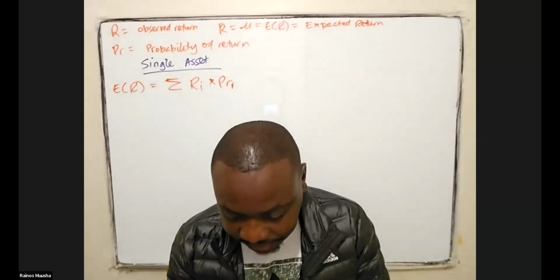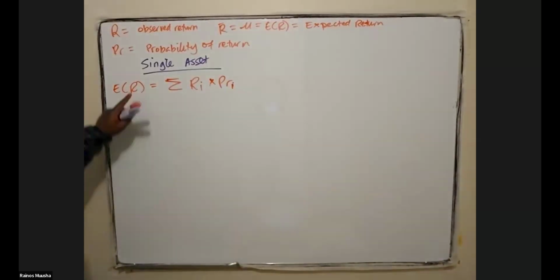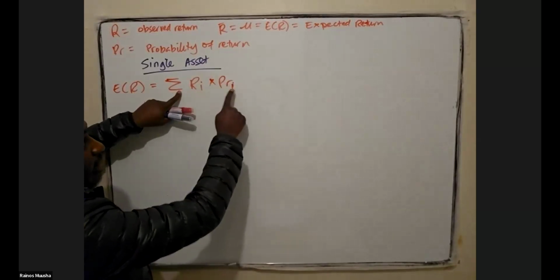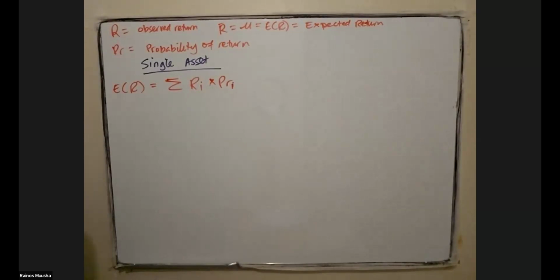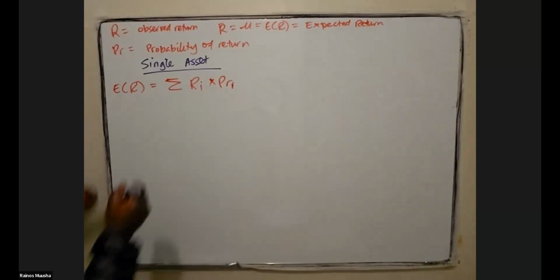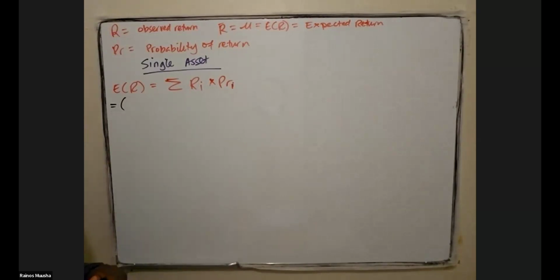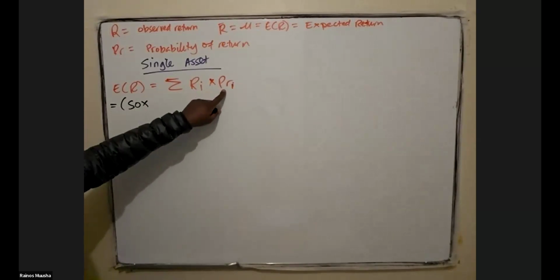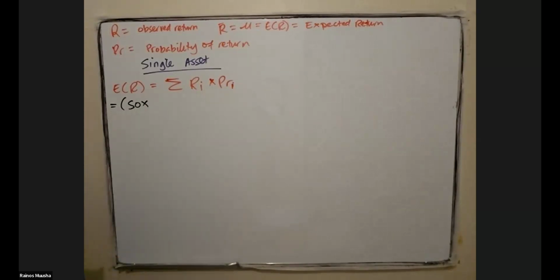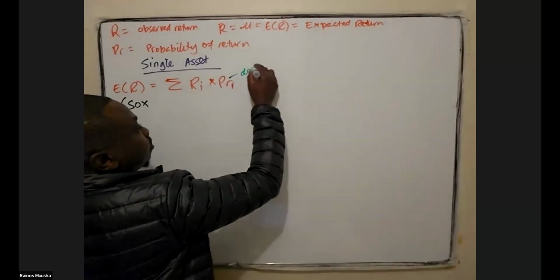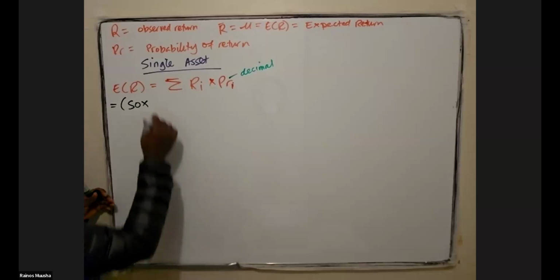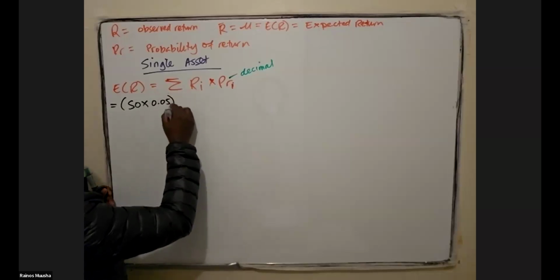Looking at this, remember we said to get the expected return, we take the sum, which means you're adding up, and for each scenario, the observed return multiplied by the probability. In this case, the first observed return is 50%, and we multiply that by the probability, which we put in decimals. The probability has to be in decimals, and it is already given in decimals as 0.05.